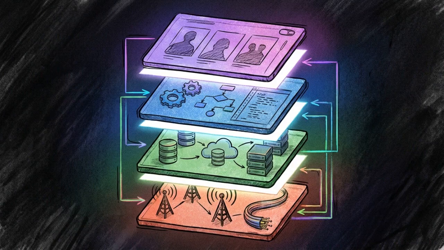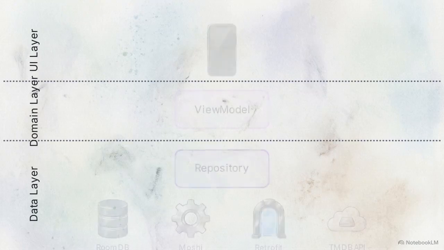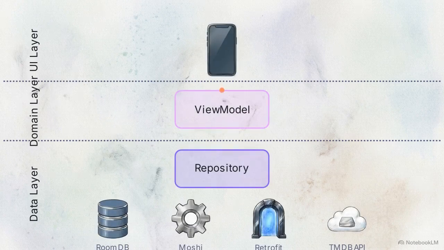We can now zoom out and view this entire architectural stack operating simultaneously. Let's trace a specific user action, opening the application to view the movie list. This diagram traces the sequence. The UI signals the ViewModel, which launches a coroutine to request data from the repository layer. The repository first checks the local Room database. Finding the cache stale, it commands Retrofit to fetch fresh data from the TMDB servers. Moshi parses the incoming JSON response, and the Room database immediately updates its internal tables with the new information.